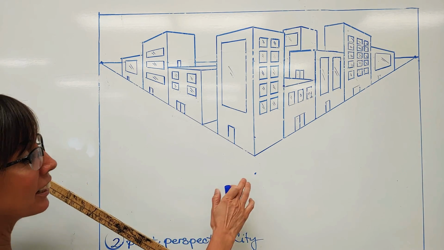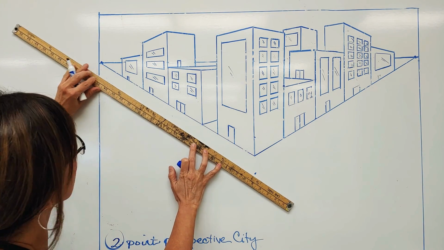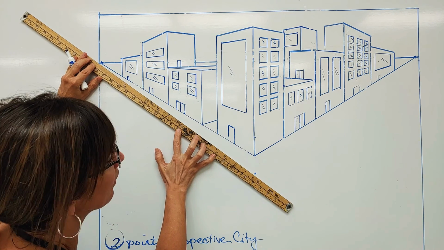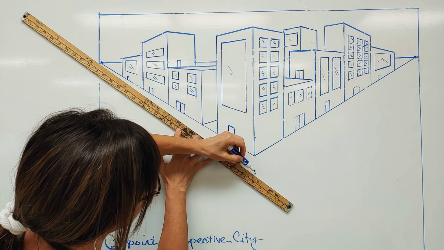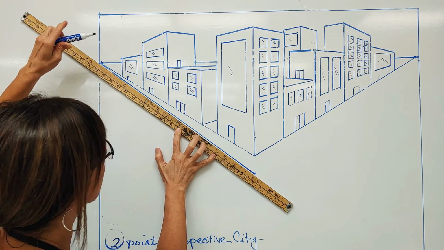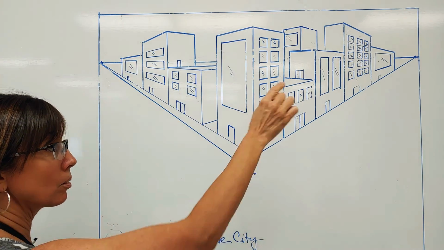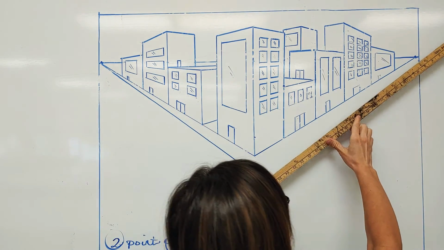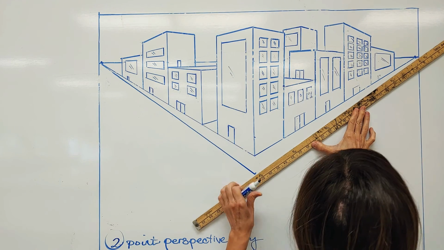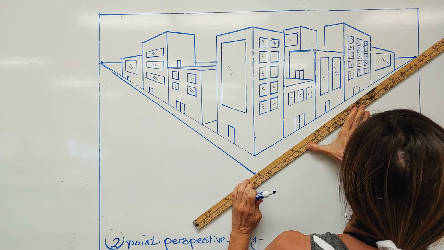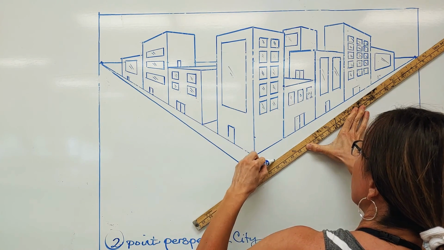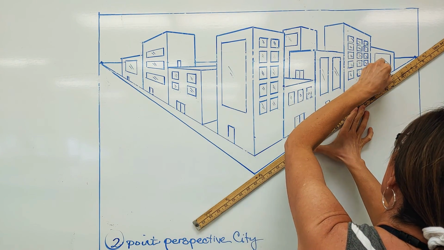Okay, now you're going to take that point and connect it towards the left vanishing point. Precisely, line it up. Don't let that straight edge move. And please do the same with the vanishing point on the right side. This is going to be the sidewalk.